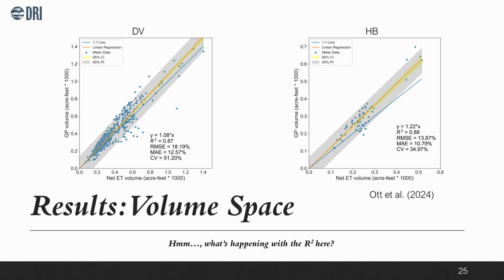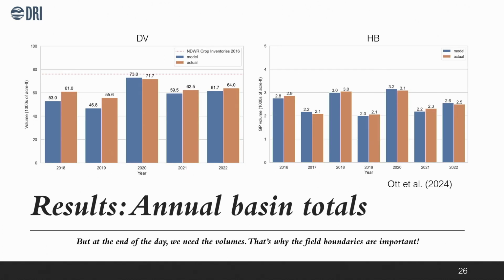So when you model this kind of irrigation withdrawals using OpenET, the modeling should happen in the depth space and not the volume space. Because if you use volume space, then you can just throw in the area as a predictor, and that will give you an R-square of 0.7 or something. But ultimately, we also need the volumes, because that's what goes into the groundwater models.